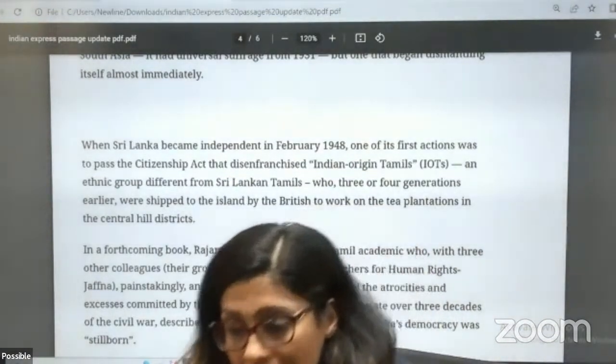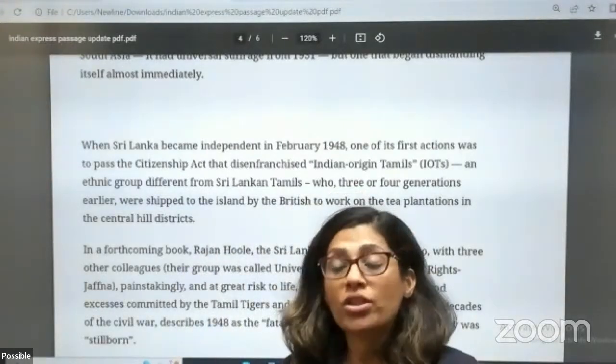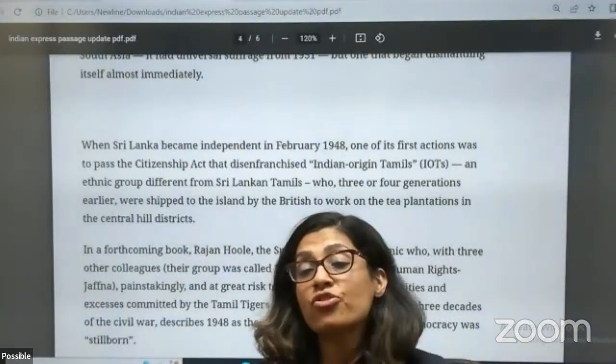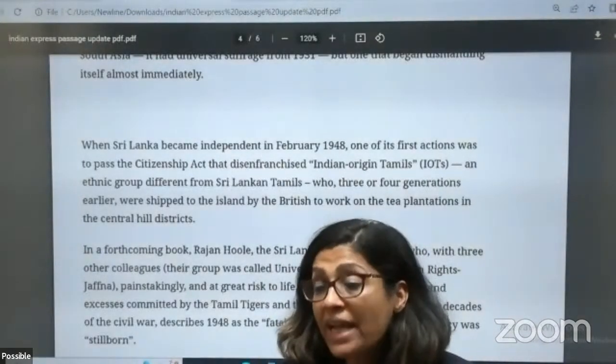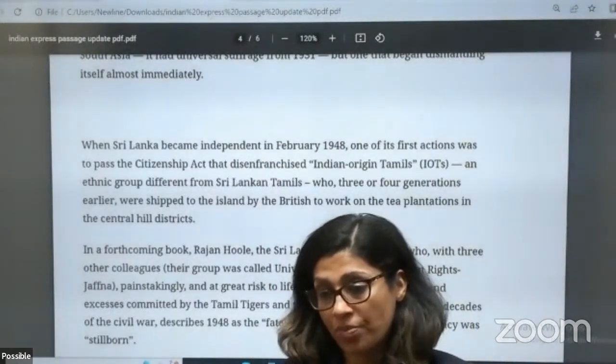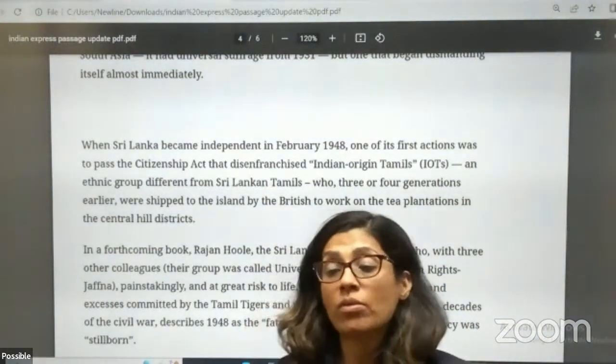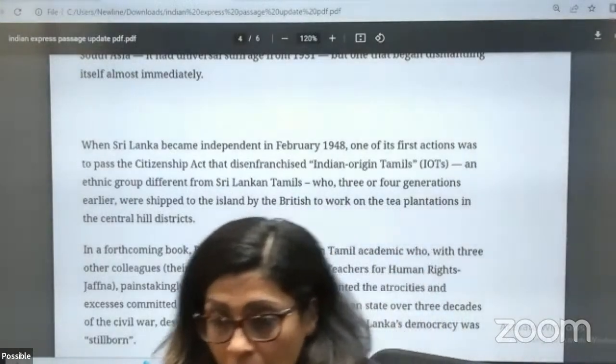Okay? Yes, so the central theme was that the author is hoping that this momentous period in Sri Lankan history will bring about bigger systemic change. Right? Will bring about bigger systemic change.